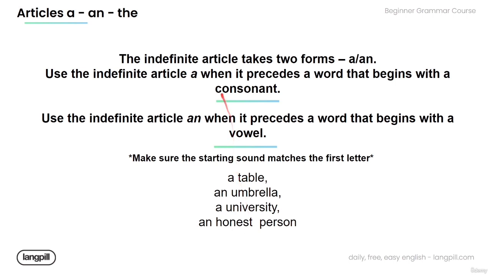So, it's fine to follow the rules this way based off the letter that you see, but if you want to be 100% correct all the time, then you should go off the starting sound actually. So is the starting sound a vowel? If it is, then we use an. Or if the starting sound is a consonant, then we use a. So keep this in mind when you're doing the practice problems and looking at more examples later in the lesson.